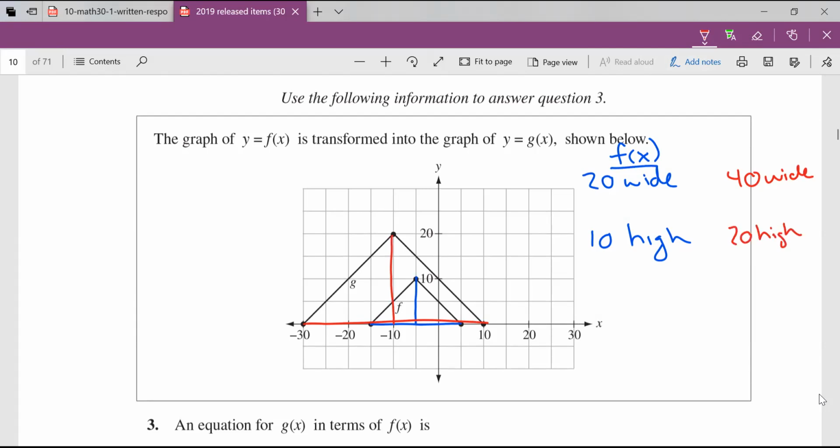So what were my transformations then? Well, I can tell this thing hasn't been reflected and I didn't see any reflections in my answer. So what I'm going to say to myself then is if I was 20 wide and now I'm 40 wide, I was horizontally stretched by a factor of 2. And if I was 10 high and now I'm 20 high, I'm going to vertically stretch by a factor of 2.